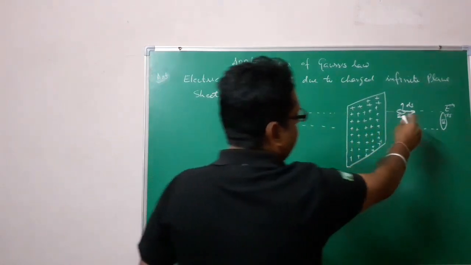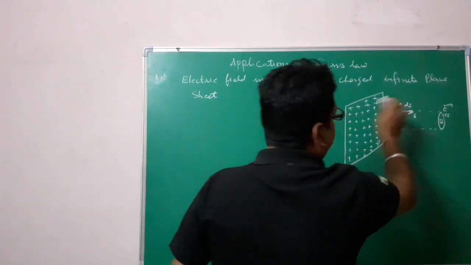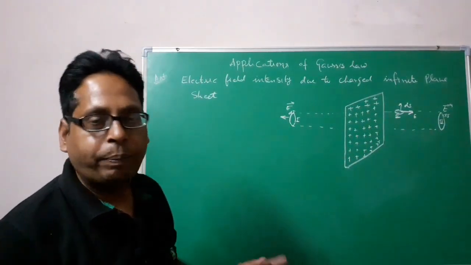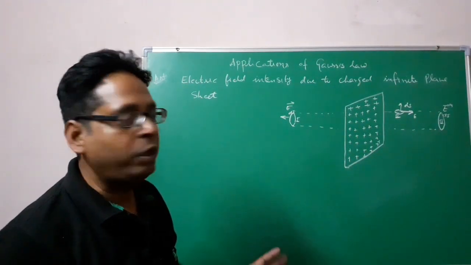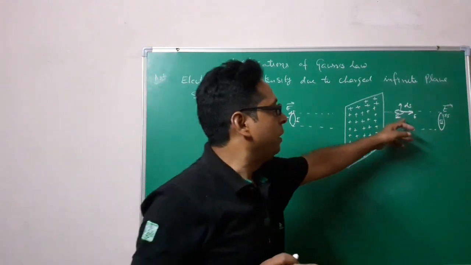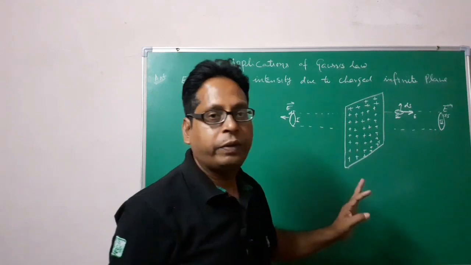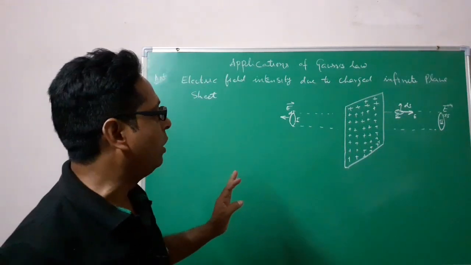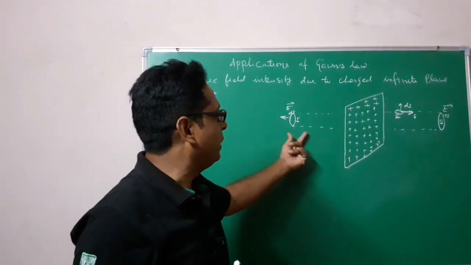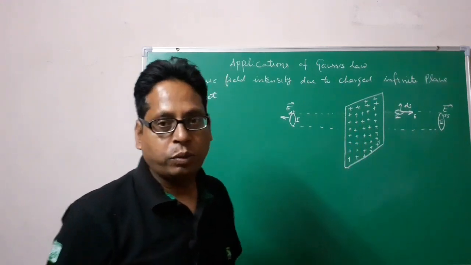In this case, the electric field E and ds are acting perpendicular to each other, normal to each other. So what does it mean? That means E ds cos 90, so the flux will be 0. So what are we left with? Region 1 and region 2.